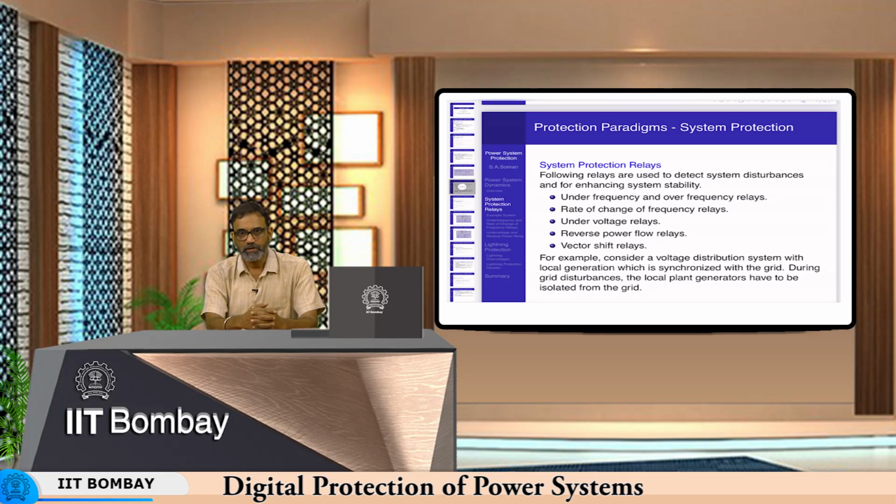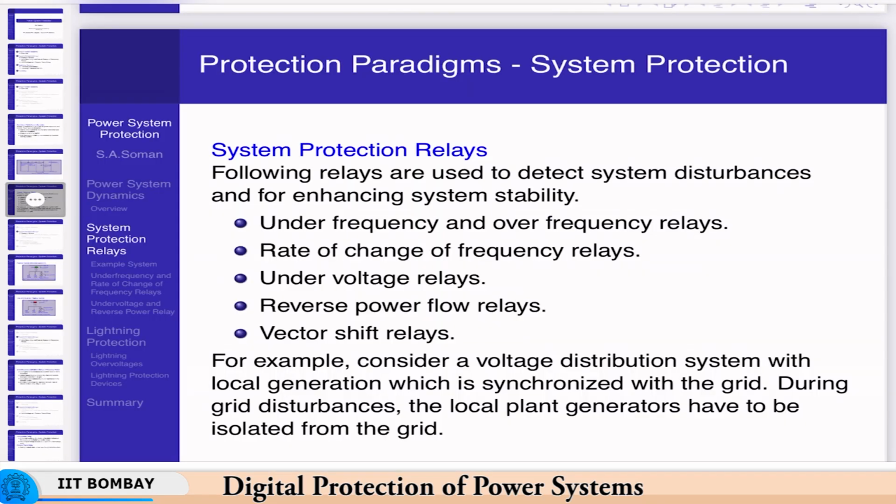So to avoid this, what if you had some advanced information, like the frequency is falling at a very rapid rate? Though it is 49 hertz now or 49.5 hertz now, it could reach 47 hertz very fast. That information can be got from df by dt, or rate of change of frequency. So if you see that the frequency is at a certain level and it is falling very rapidly, you can take the action in advance to prevent this. So that is why we use rate of change of frequency relays.